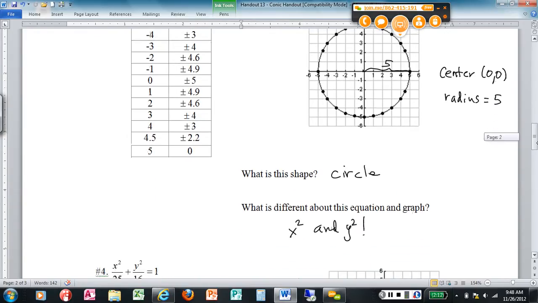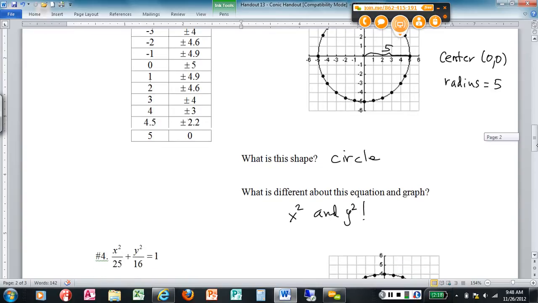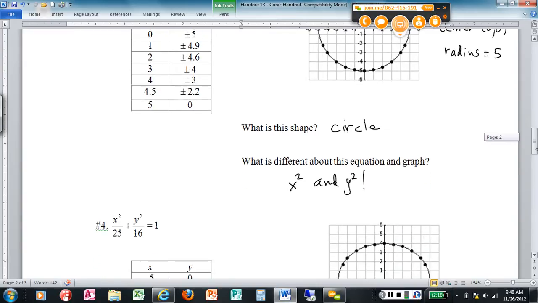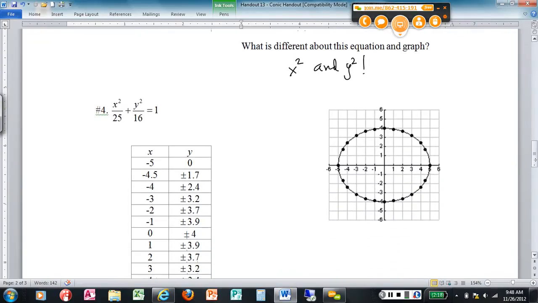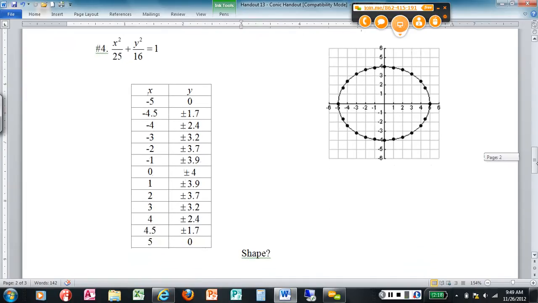Now, on number 4, notice I do have x and y squared, but it's a little bit different. But this is the way we'll start these anyway. This shape is called, and so if we graph the points, here's what we get. And this shape is, anybody know? Egg? Looks like an egg shape. It's technically called an ellipse.